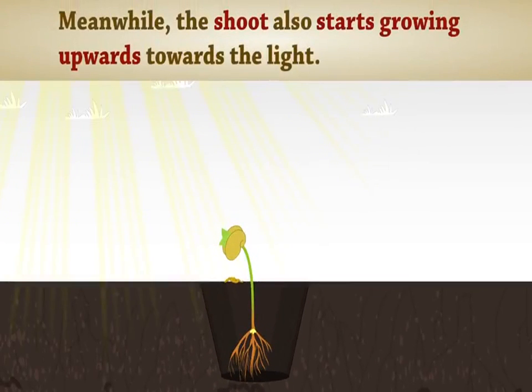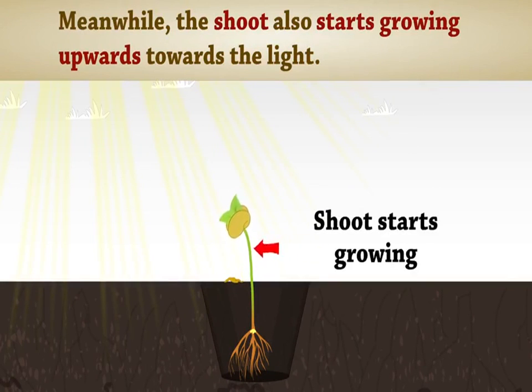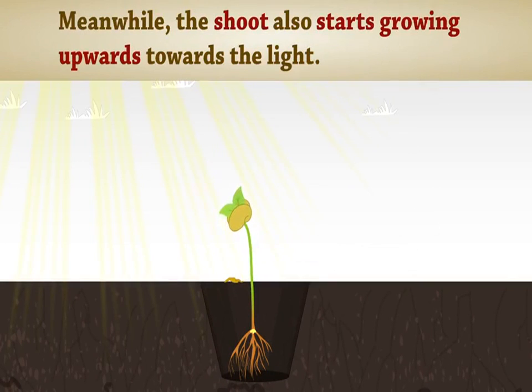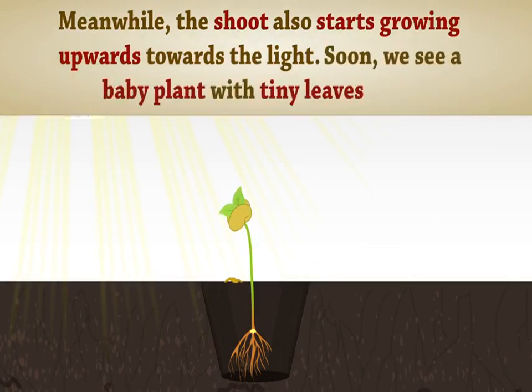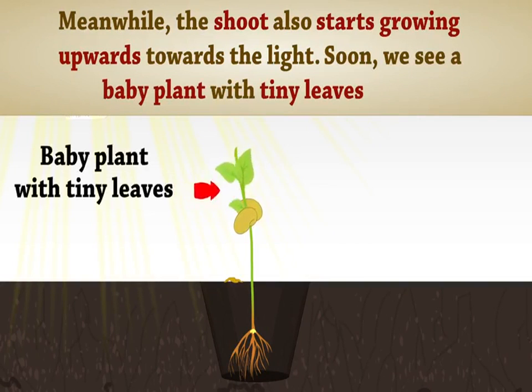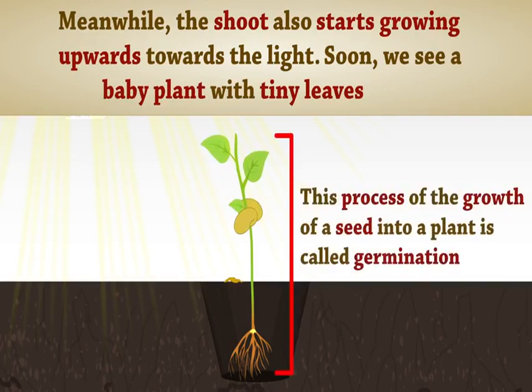Meanwhile, the shoot also starts growing upwards towards the light. Soon, we see a baby plant with tiny leaves. This process of the growth of a seed into a plant is called germination.